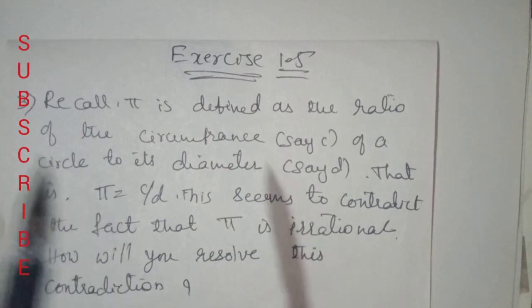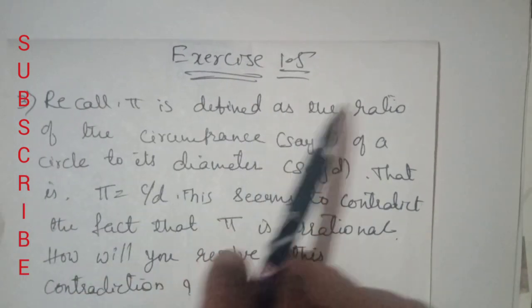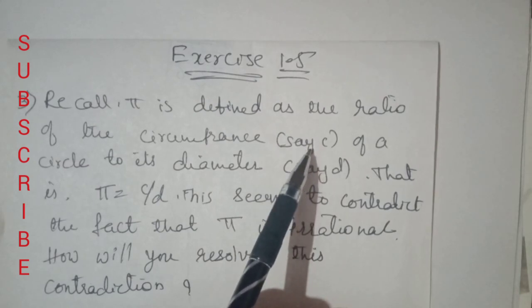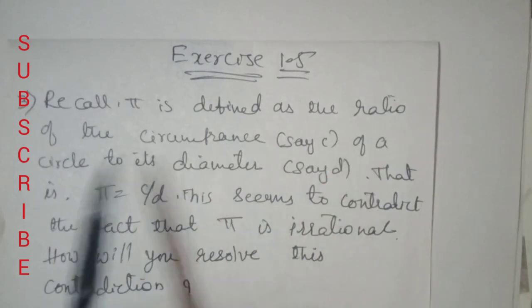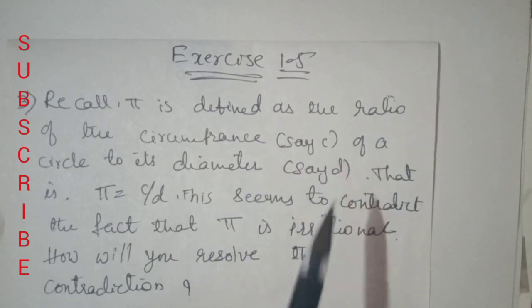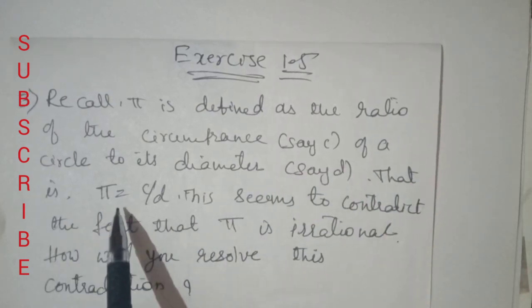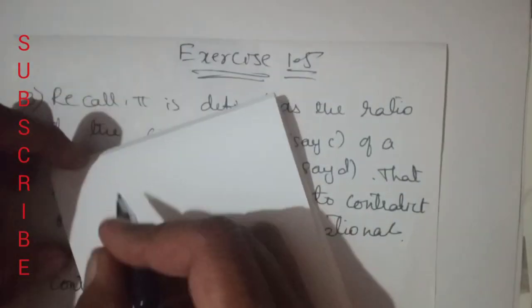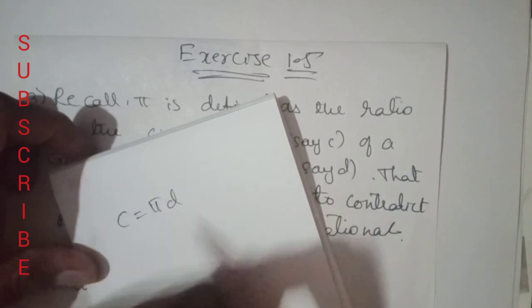But the question is: recall pi is defined as the ratio of the circumference, that is, you are representing circumference, let the circumference be C, of a circle to its diameter. So the diameter is, say, D. That is, pi equals C by D. See the formula we have: circumference C is equal to pi D. So we have the formula C equals pi D.